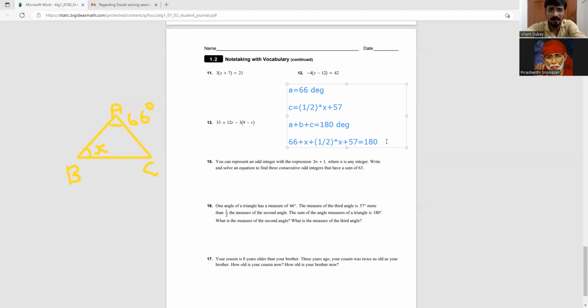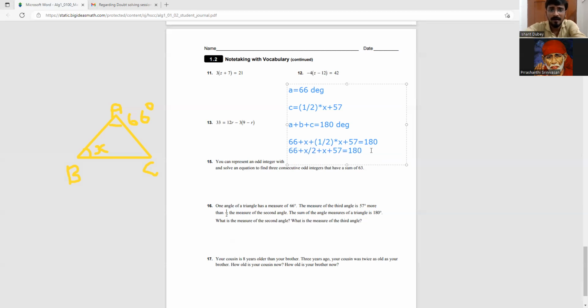Now you can try to solve this. See here, X and plus half X is there. When you multiply the 1 by 2 in parentheses with X, you get X by 2. So let me write 66 plus X by 2 plus 57, and you left one X, so plus X, equals 180. Any doubt? I have understood.